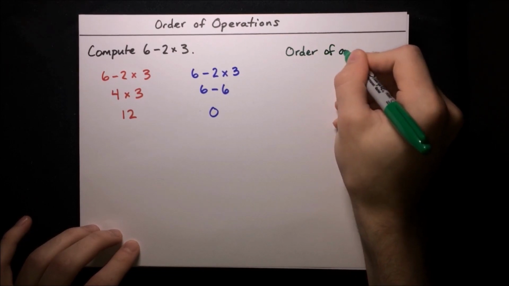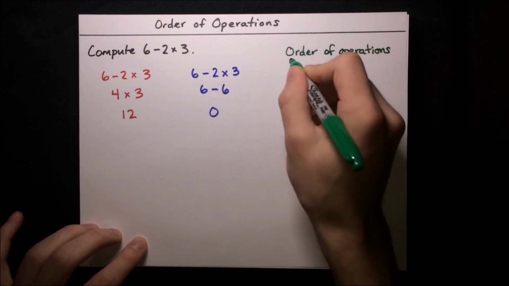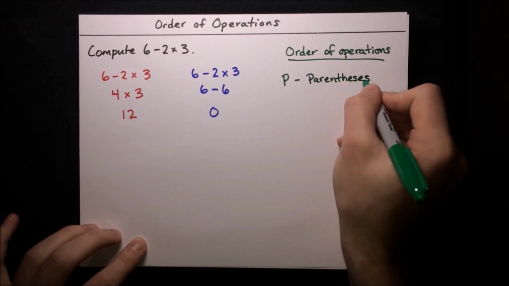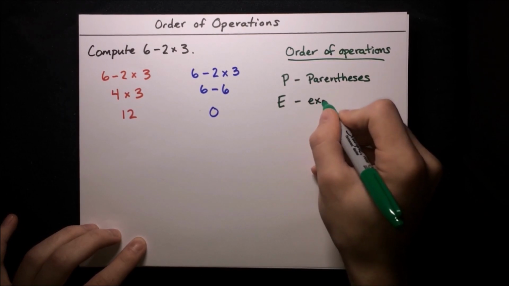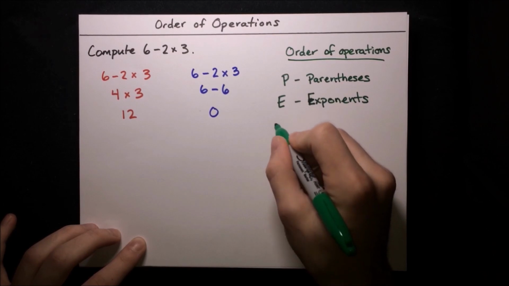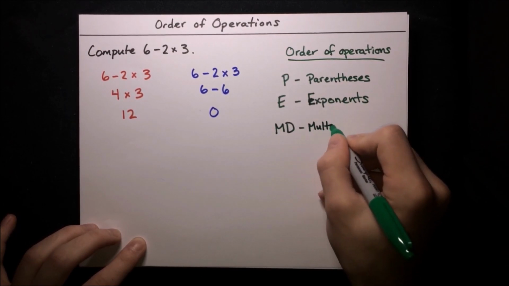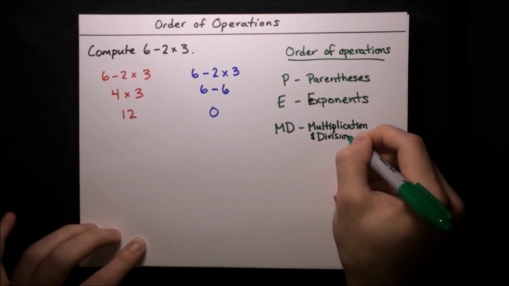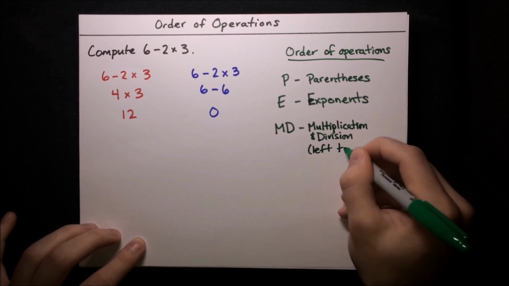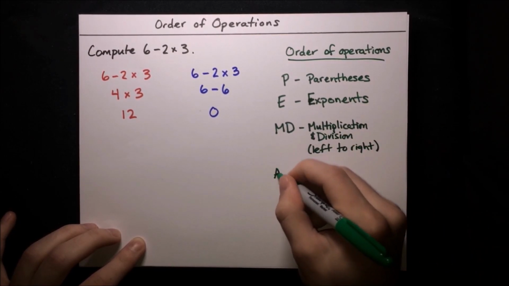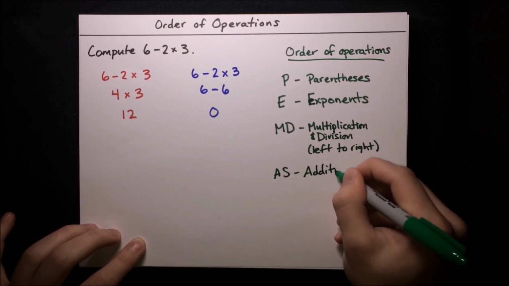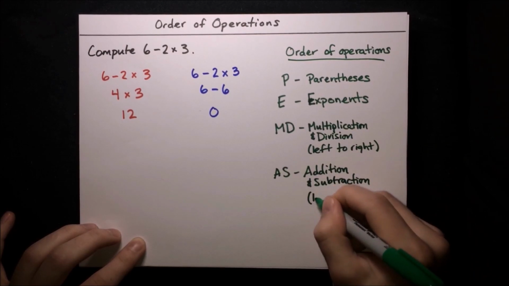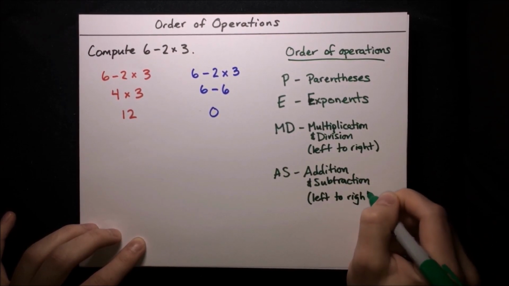That's just an acronym, and it stands for P first, parentheses, and then E for exponents, then MD for multiplication and division, and that just goes left to right in the order that they appear, and then AS for addition and subtraction. And again, that goes left to right in the order that they appear.